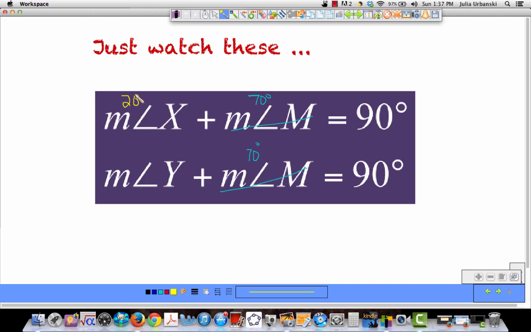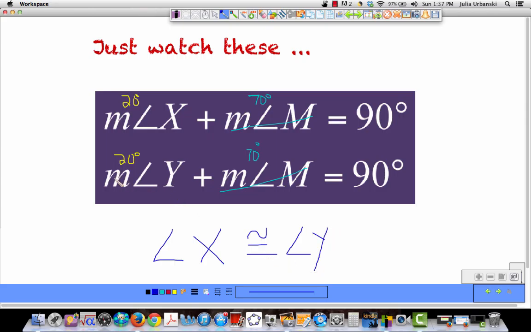Same thing down here. If this angle is 70 and together they have to total up to 90, then this angle here would have to be 20 degrees. So what does that mean? It means angle x and angle y have to be equal to each other, or congruent. Angle x is congruent to angle y. Please notice that when I'm using the congruent sign, I don't put the little measure mark in front. If I'm using an equal sign, I put the little measure mark in front.